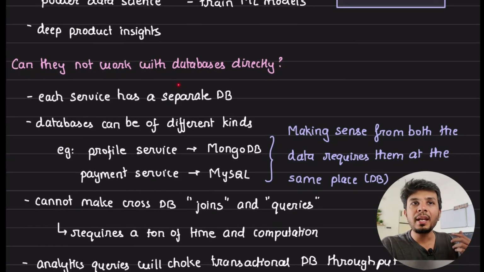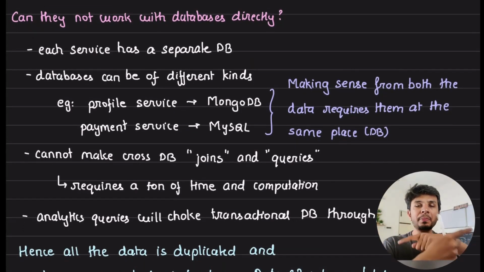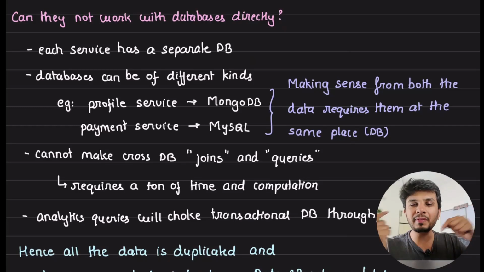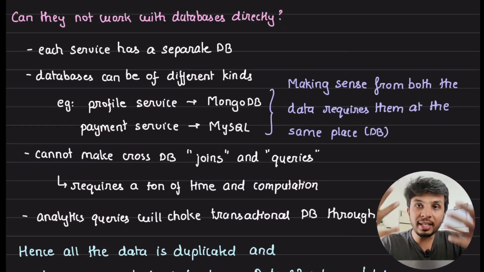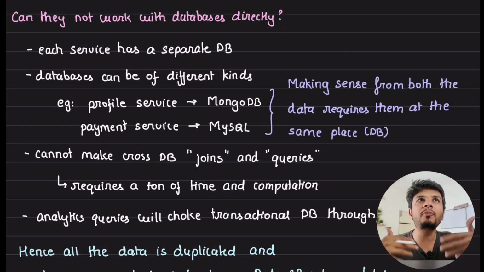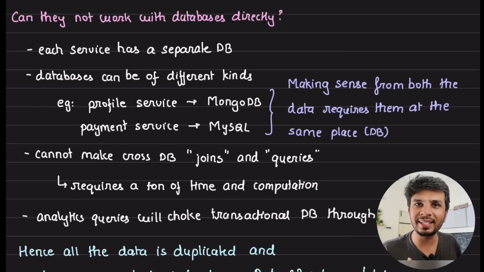So first reason, each service most probably would have its own separate database, right? Now, each service is independent in choosing its own database. For example, the profile service might say, hey, I'll use MongoDB, while a payment service says I'll use MySQL. Now, one is MongoDB, one is MySQL. There is no unified way to query them, right? Third, you cannot make cross database joins and make sense out of data that is distributed. You need all of them at one place in a singular format so that you can fire the queries that you want and generate insights out of it, right?